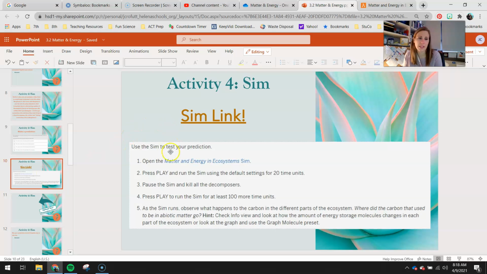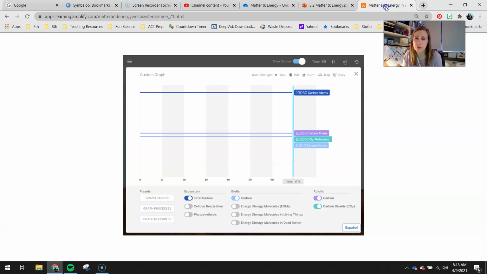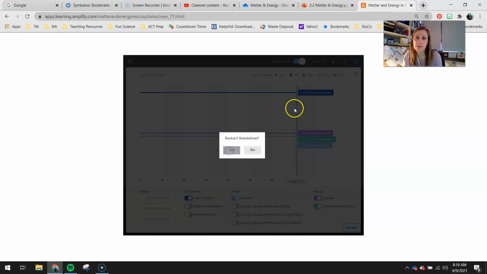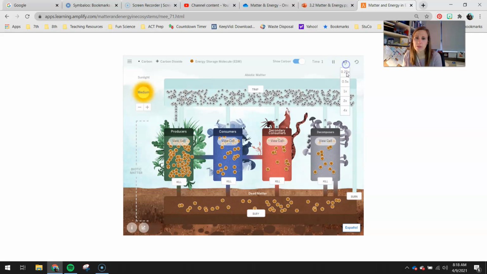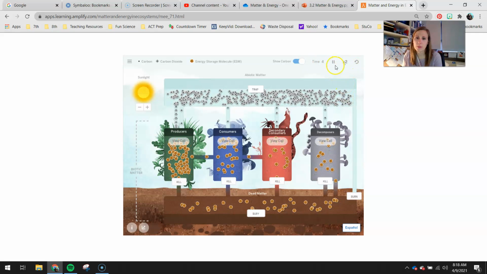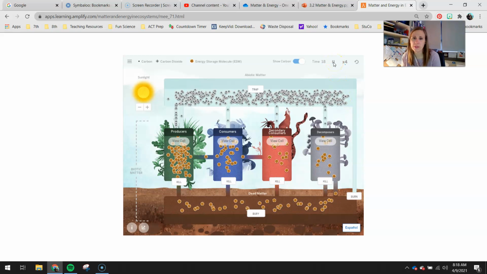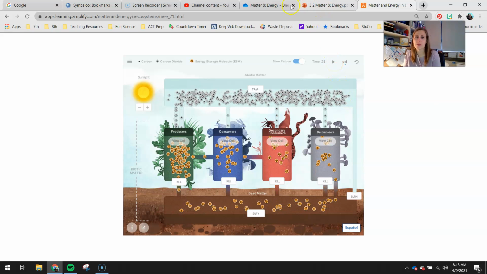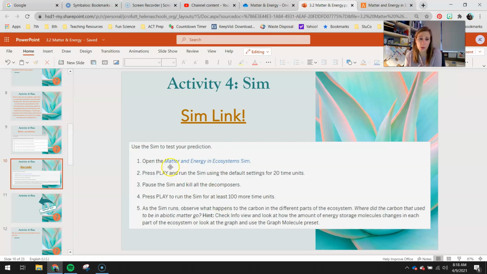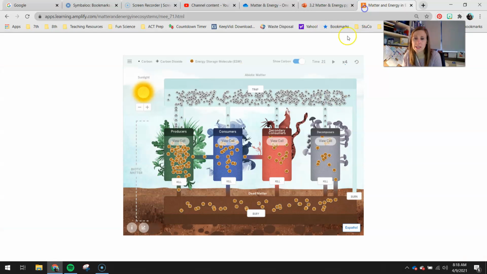Again, you need your sim link for this. Open the sim, press play, and run the sim using default setting for 20 time units. So as we've done before in the past, you guys will hit play, you'll let it run for 20, and then you guys will pause it. And then you guys will make your change. So in this case, we found out that Biosphere 2 lacked decomposers. So you guys will press pause, and you will kill all the decomposers.